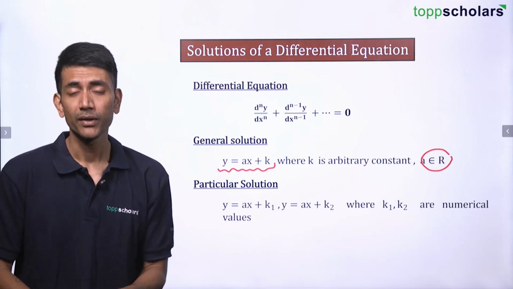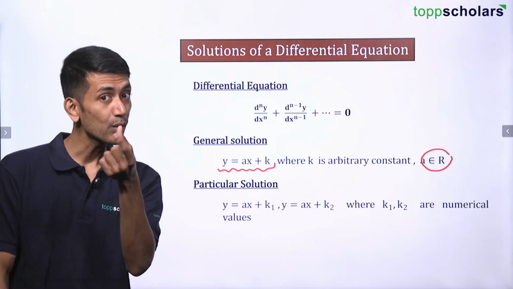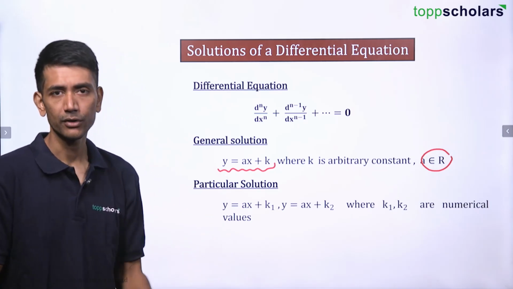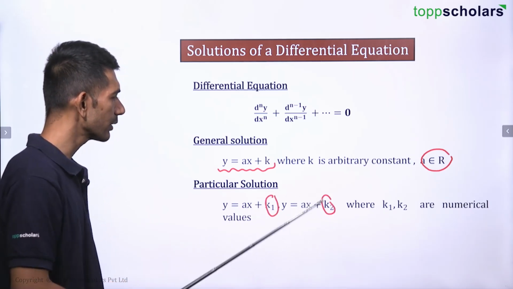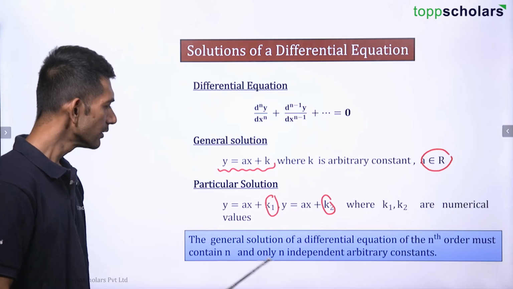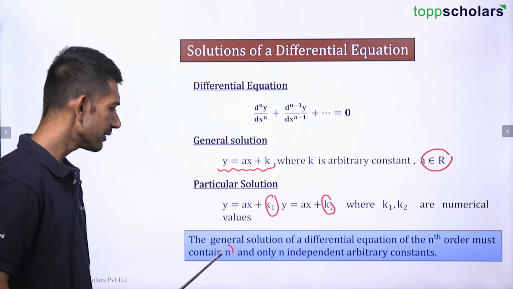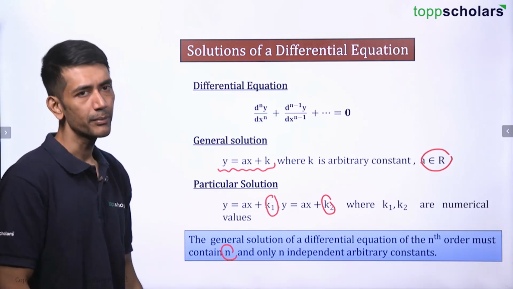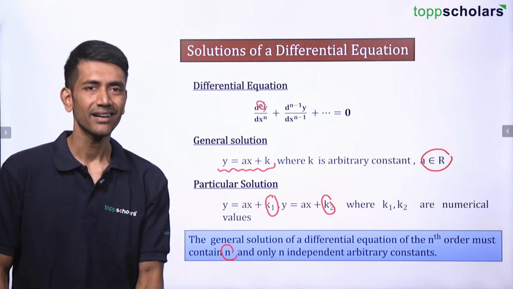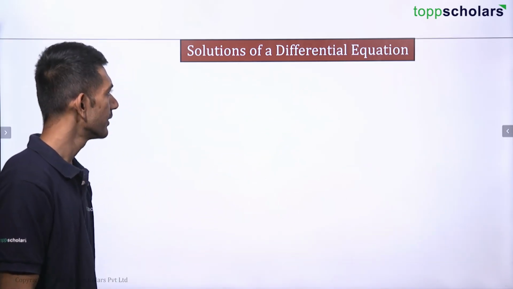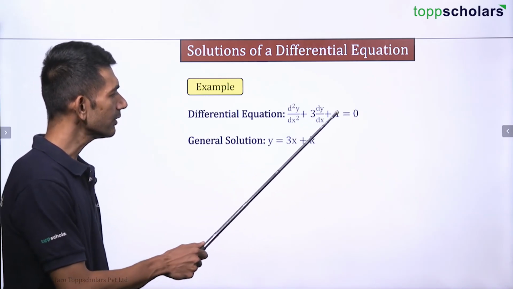Also, if you remember, we have solved problems in definite integration where we find out the value of c, right? This is very similar to that, and then we'll find out these values and substitute again to find out the particular solution. Okay. So the general solution of a differential equation of the nth order must contain n and only n independent arbitrary constants. Obviously, of the order n should contain only n arbitrary constants. Okay. Now let us see an example. This is a differential equation.